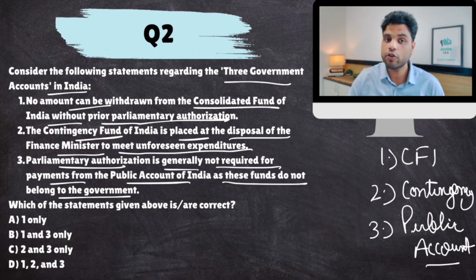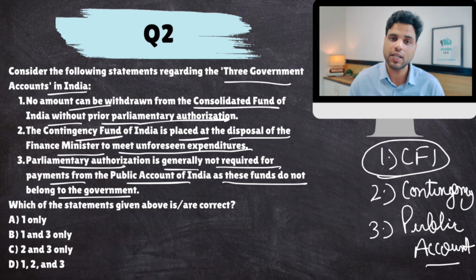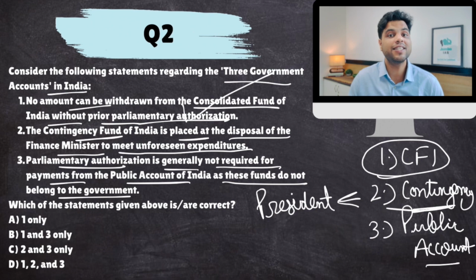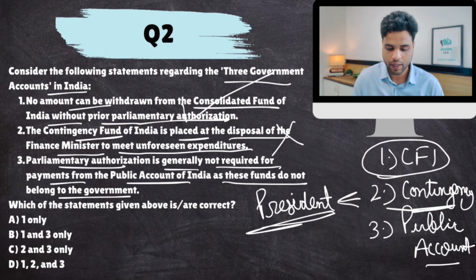Now, no money can be withdrawn from Consolidated Fund of India without authorization of the Parliament, and this authorization is taken in the budget. So this statement is correct. Contingency Fund of India is only used for emergencies and no parliamentary authorization is required. But this fund is at the disposal of the President, not the Finance Minister. Though the President is bound by the aid and advice of Council of Ministers, yet it is still the President. So this statement is false.